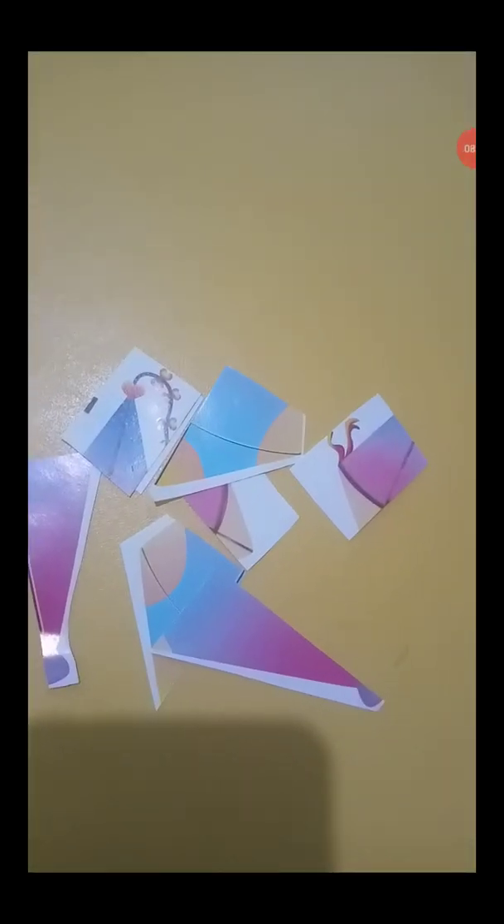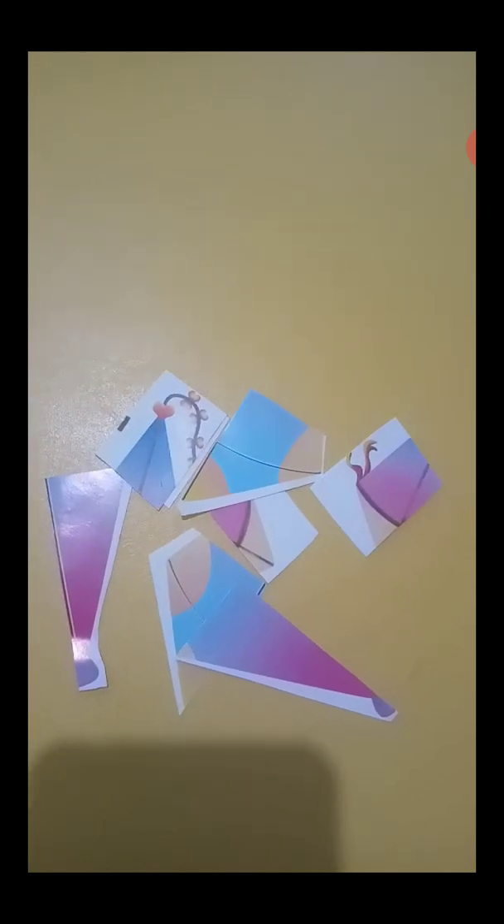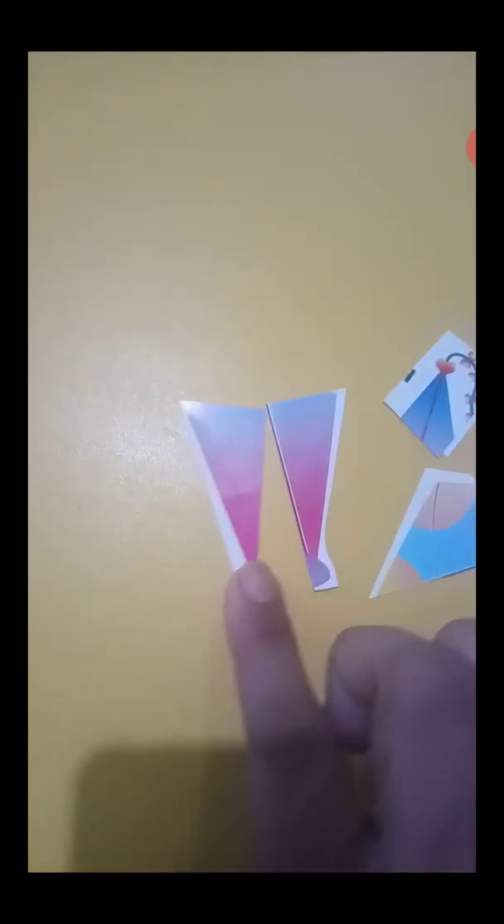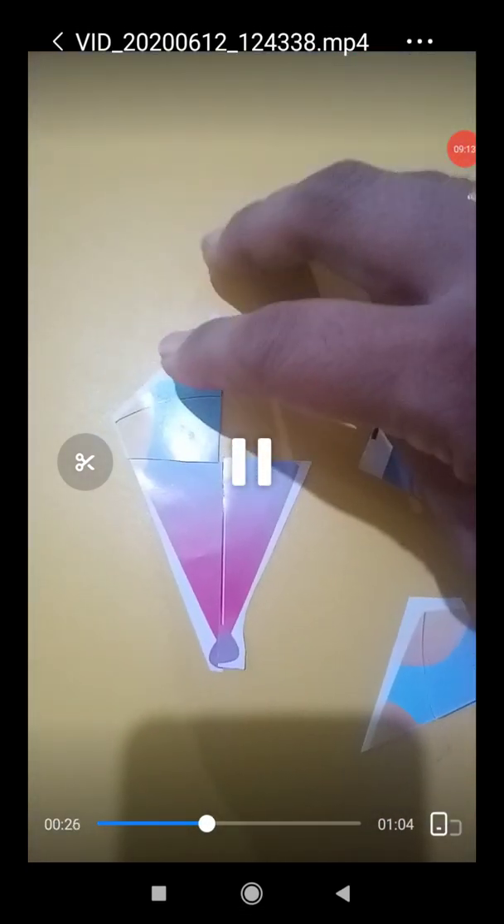Now students, let's do an activity. In this activity, students, I have some cutouts of kites. Now students, you join these cutouts like this. Students, do you like flying kites?